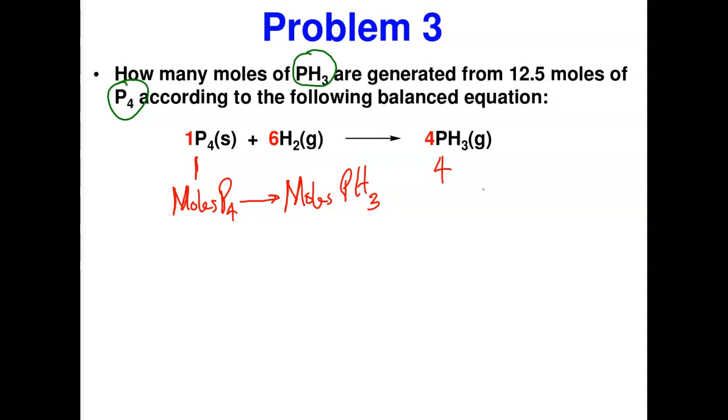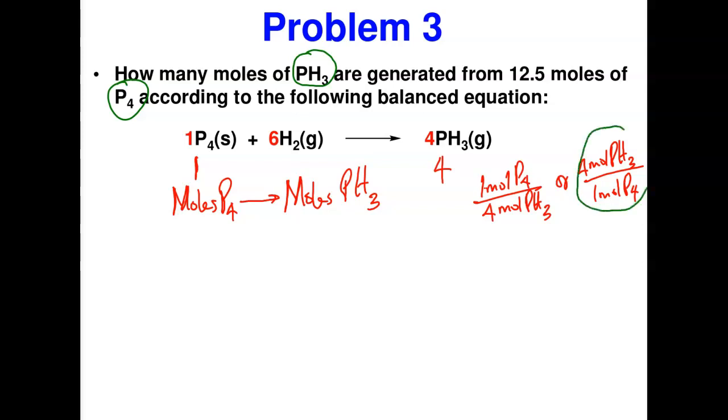So what that simply means is that I can have two conversions here. I can have 1 mole of P4 over 4 moles of PH3, or I can have 4 moles of PH3 divided by 1 mole of P4. These are the two conversion factors. But what will decide which one I use is what I'm looking for, PH3. So the one with PH3 is going to be on top. So technically, I'm going to be using this one.